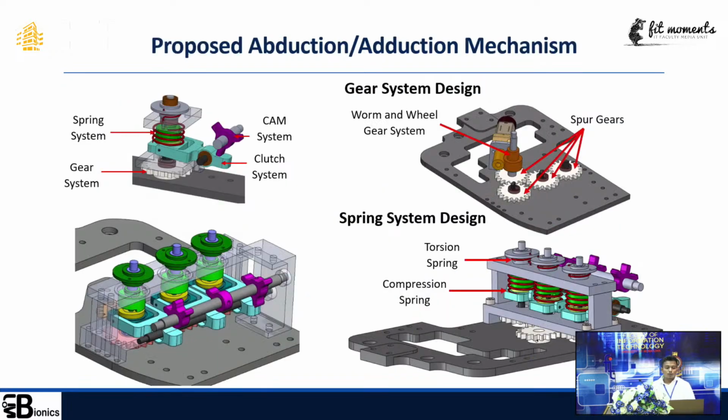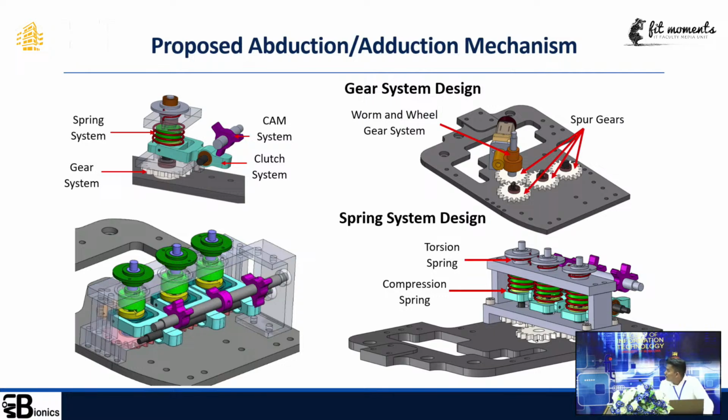So this is the proposed abduction and adduction mechanism. You can see on the left-hand side how it works. There are 4 systems in this mechanism: spring system, cam system, gear system and clutch system. When it comes to the gear system, there are 4 gears, and in the spring system there are 2 springs, compression springs and torsion springs. I will explain how this works.